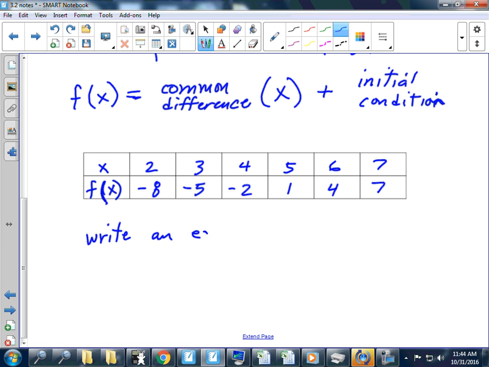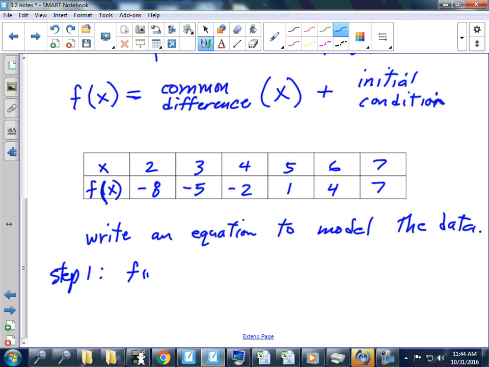Write an equation to model the data. Okay? So step 1, find the common difference. Find the common difference, okay?